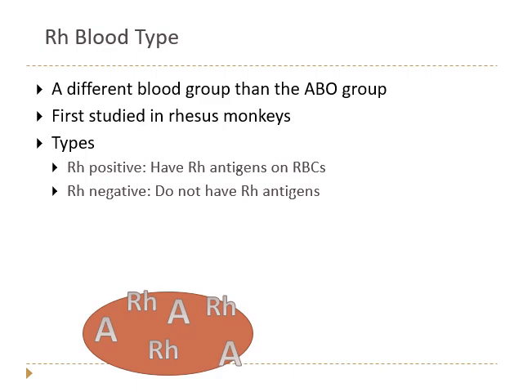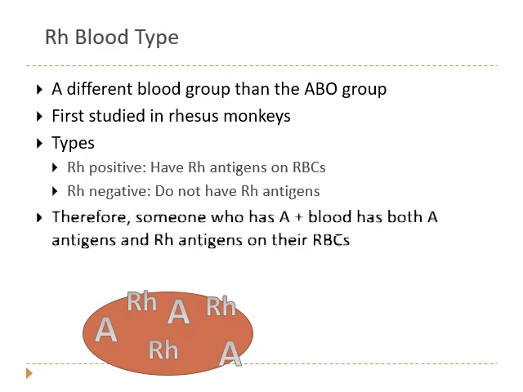So in this poorly constructed image here down below, we have an erythrocyte with A antigens on it and RH antigens on it. So this is somebody whose blood type is A positive. If I had an individual with A antigens but no RH antigens, they would be A negative. So just in summary, if you have A positive blood, that means you have both A antigens and RH antigens.